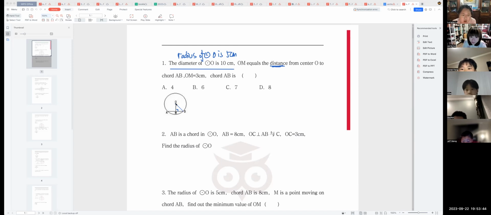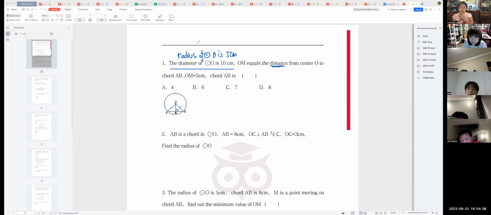Okay, so why am I doing this? I'm going to give you some definitions. It's because AOB is what? Can you tell me? AOB is an isosceles triangle because OA equals OB.